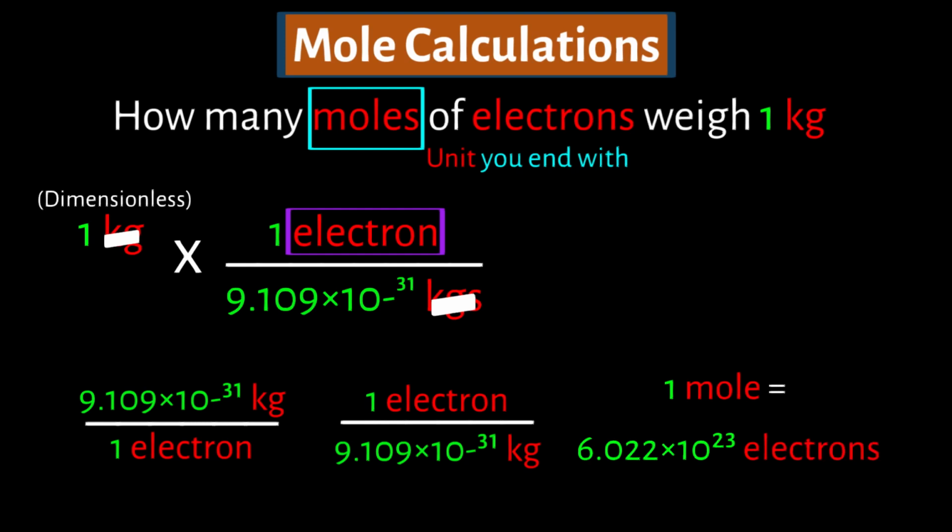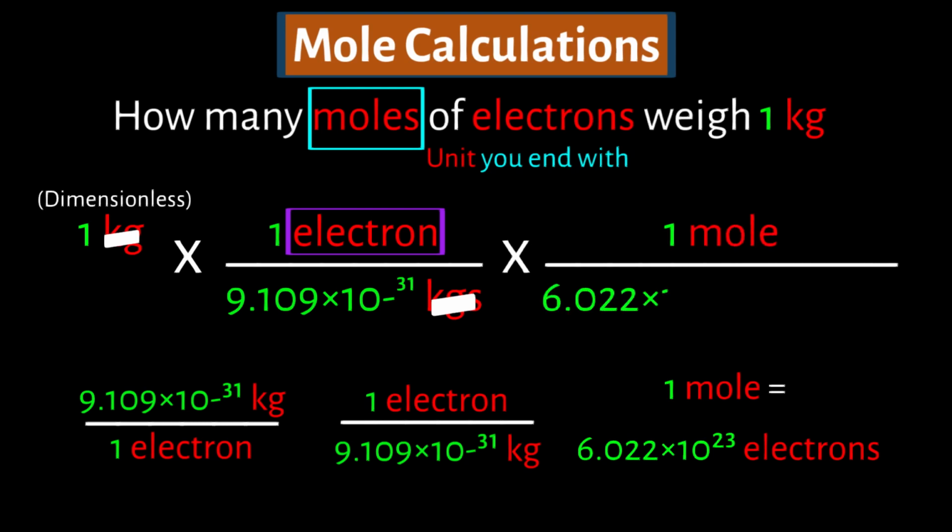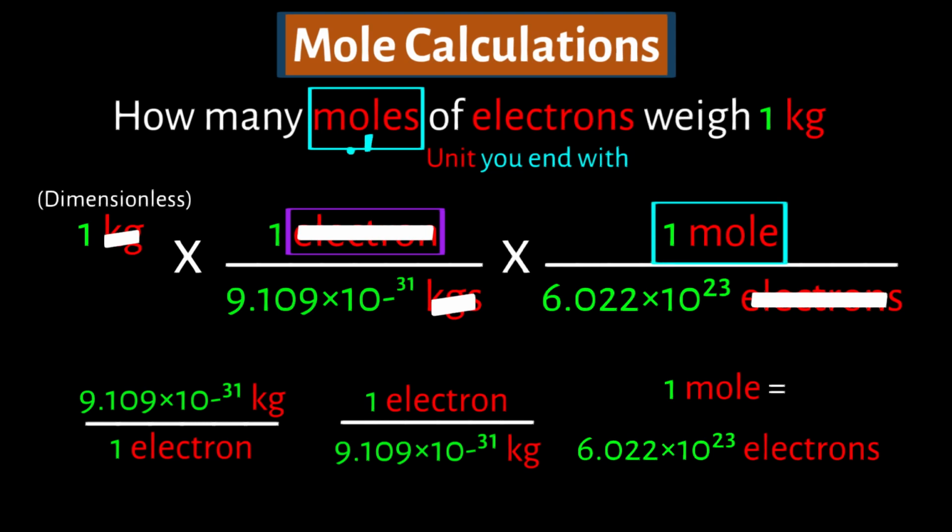Next, we look to see at the ratios of moles to electrons. Hopefully you know how we got to this based on what we talked about previously, and see that the ratio of 1 mole per 6.022 times 10 to the 23rd electrons cancels out the electron unit and leaves us with the mole unit in the numerator, which is what we were previously looking for.